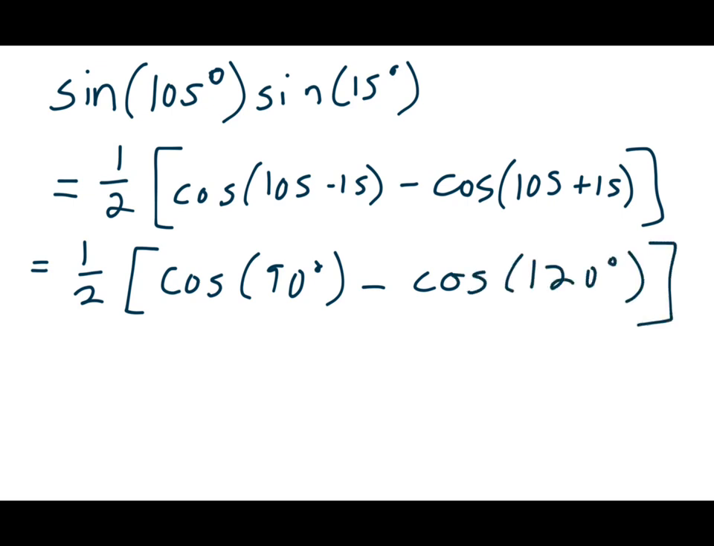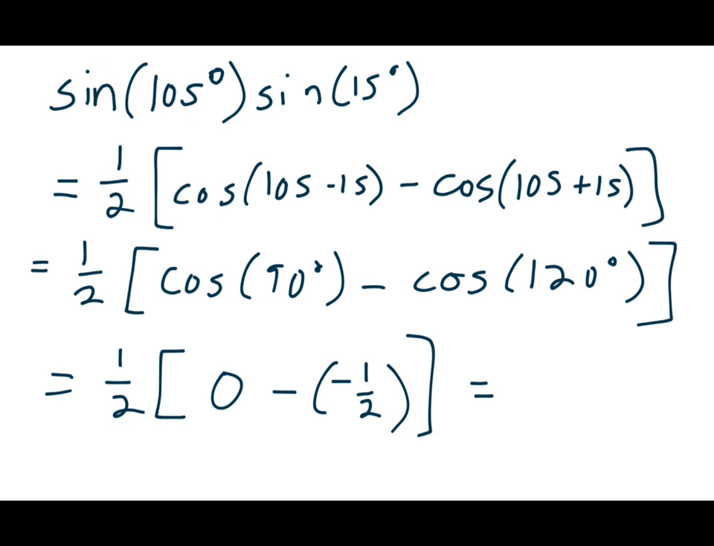And if we put those in our calculator, they're real simple numbers. Cosine of 90 degrees is 0, and cosine of 120 degrees is negative 1/2. So we get 1/2 times 1/2, or 1/4. So you can see it'll simplify certain things that don't have nice answers down to things that do have nice answers.